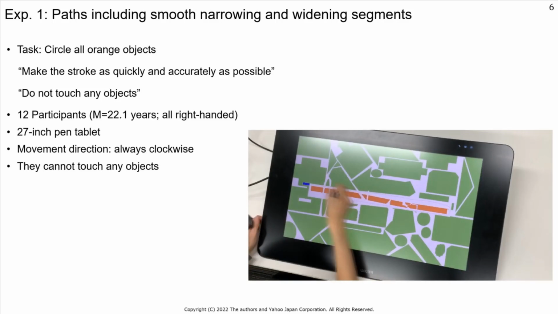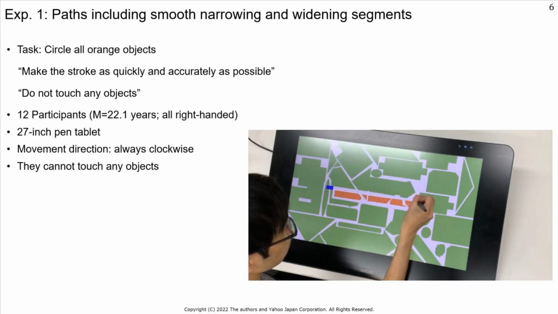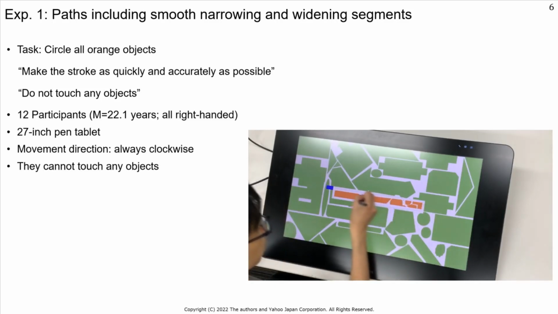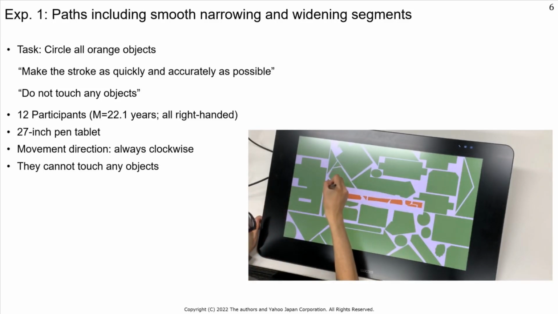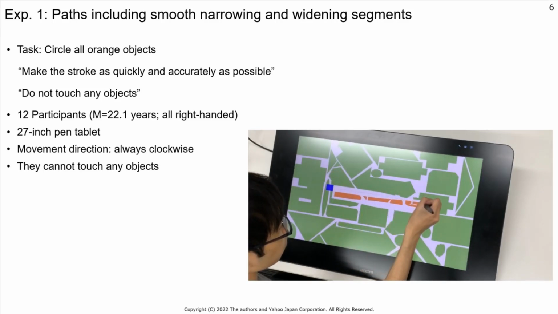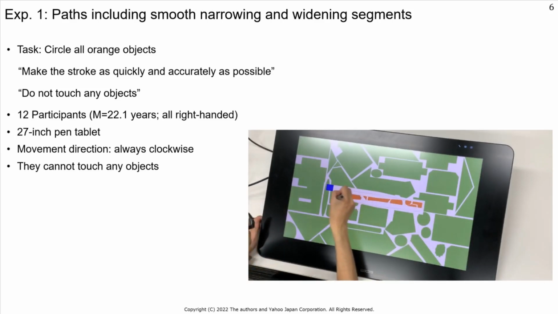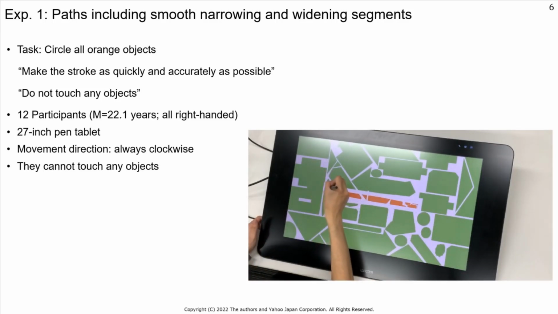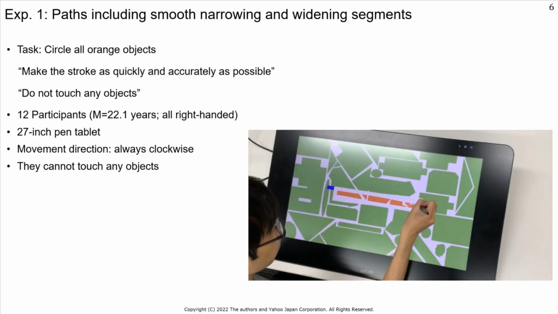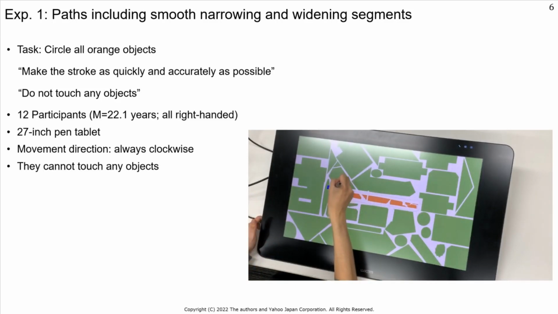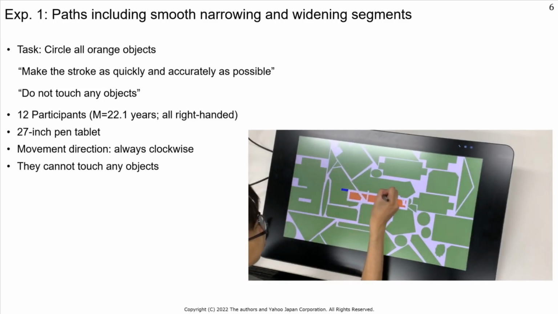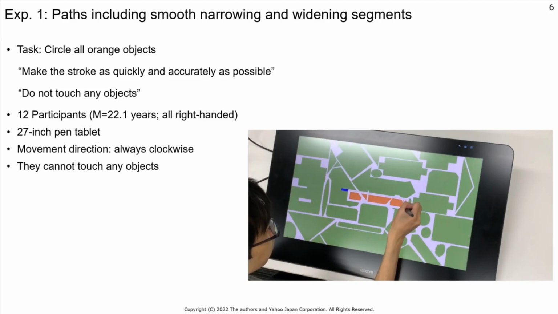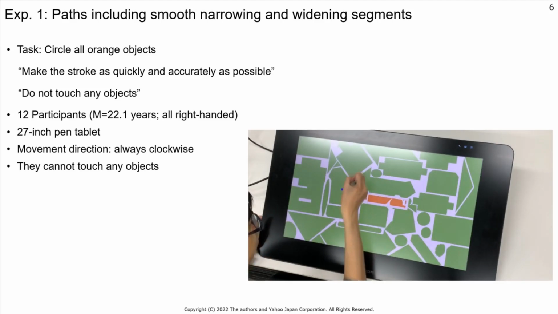Next, let me explain about experiment 1. The objects were made by PowerPoint shapes, and we overlaid the white path to be steered. Participants make a stroke in clockwise direction from the blue start area as quickly and accurately as possible. They cannot touch any objects. When the cursor touched a green or orange object, the participant had to repeat the trial from the start position.